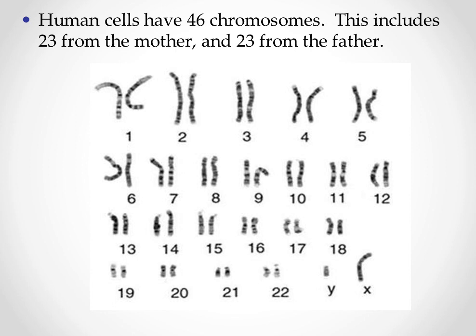Alright, so this is a karyotype. Karyotypes are used for determining chromosomal disorders. So in us as humans, we have 46 chromosomes in each of our body cells. We get 23 of those chromosomes from our mother and 23 from our father. So we have 23 pairs, and for each pair you get 1 from mom and 1 from dad.